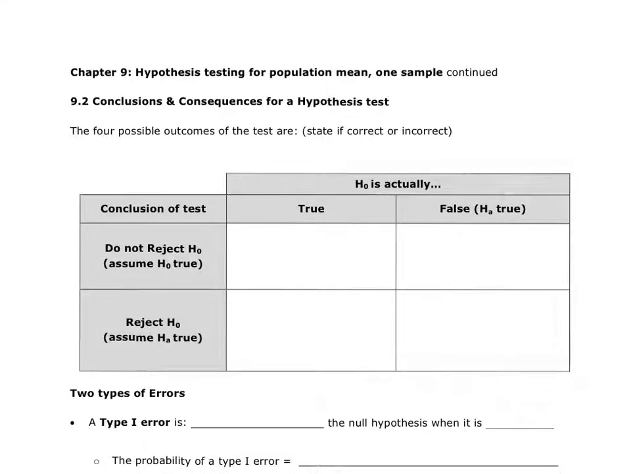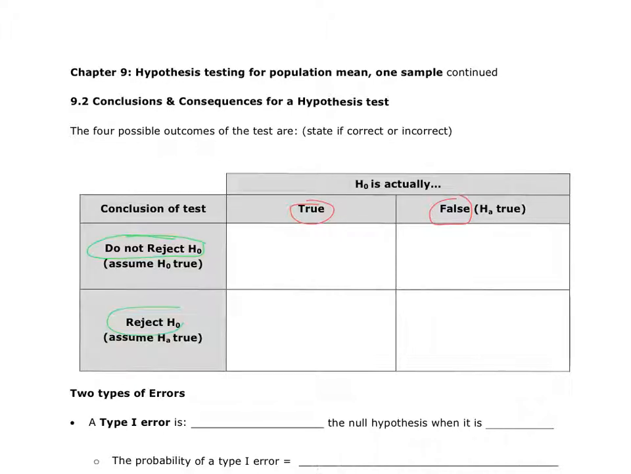Now we look at 9.2, conclusions and consequences for a hypothesis test. There's 4 possible outcomes of a test. They're laid out in the table for us. If we look at the 2 possibilities for our null hypothesis, it can actually be true or it can be false. So if the null hypothesis is true, our conclusion could either be we reject the null or we do not reject the null.